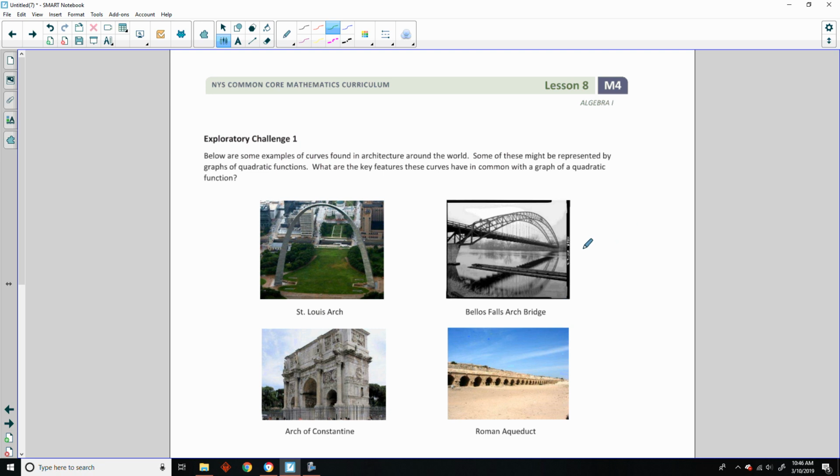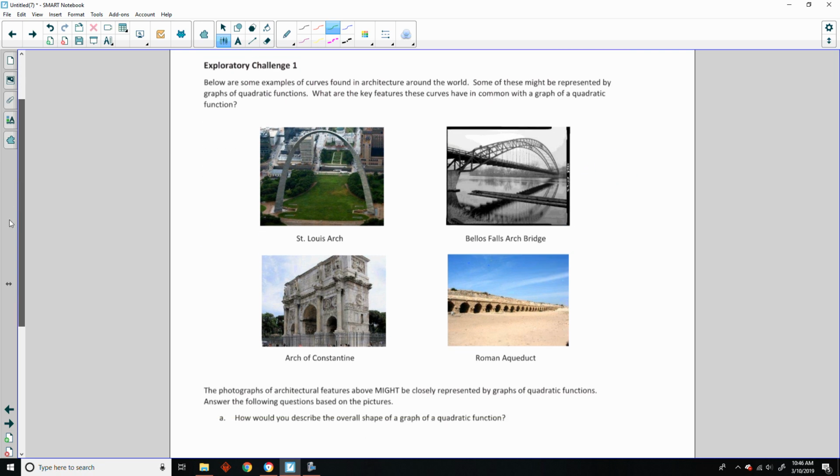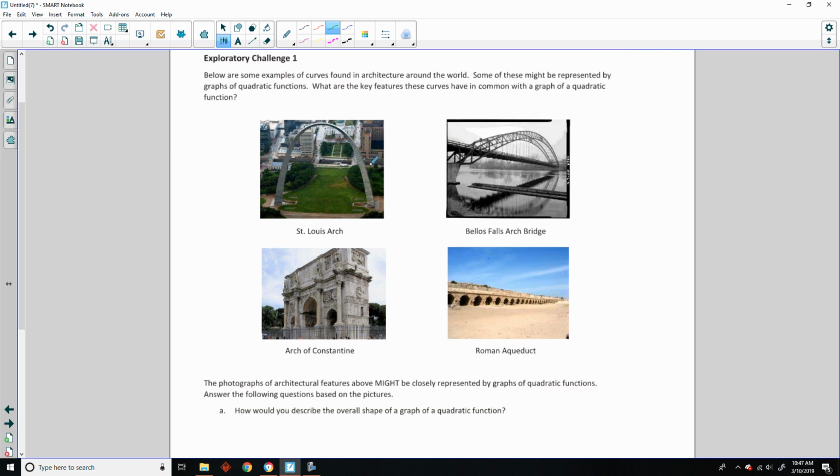Okay, so exploratory challenge. Here's some pictures. The St. Louis Arch in St. Louis, Missouri. Bellows Falls Arch Bridge. Not sure where that is. Arch of Constantine. Do you know where that is? And the Roman Aqueduct. Okay, so below are some examples of curves found in architecture around the world. Some of these might be represented by graphs of quadratic functions.